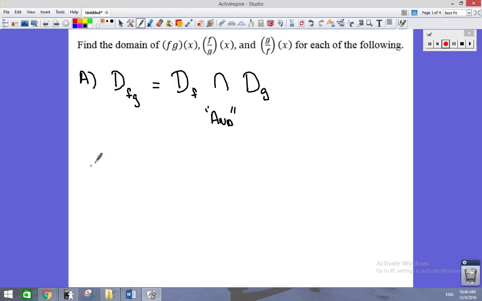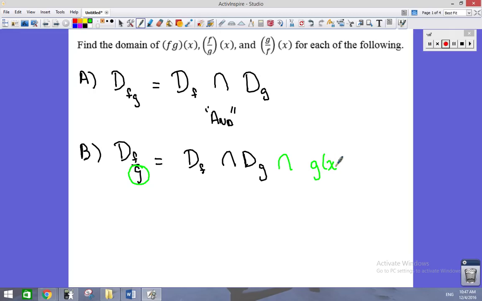They have to be elements of both sets to be in the intersection. And in B, the domain of f over g, I use part of my previous answer, but I also need to be aware that I now have a function in the denominator that, for some value of x, may have a value of 0, and I can't let that happen. I can't divide by the number 0.